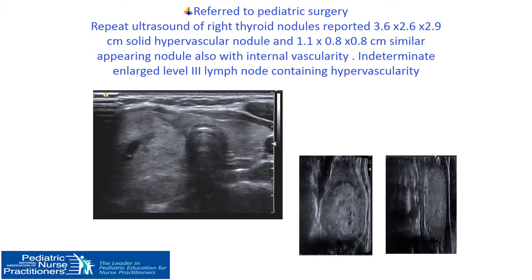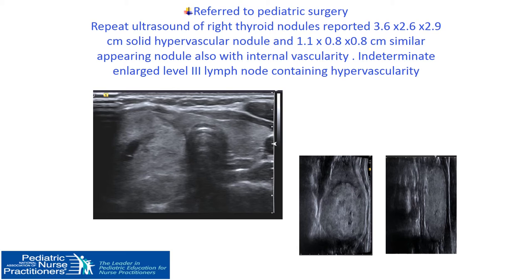She had a 3.6 by 2.6 by 2.9 centimeter solid, hypervascular nodule. Hypervascular is very important. And a smaller 1.1 by 0.8 by 0.8 centimeter nodule, which is similar, again, with internal vascularity. There were also these weird lymph nodes in her neck. We weren't sure if there was something or not. They were a little bit enlarged in the cervical level 3, but they had hypervascularity in them. So we were really kind of concerned about her ultrasound. So here we go.